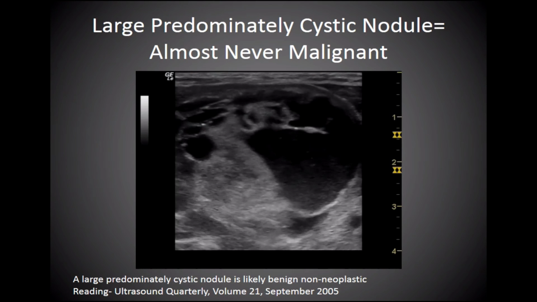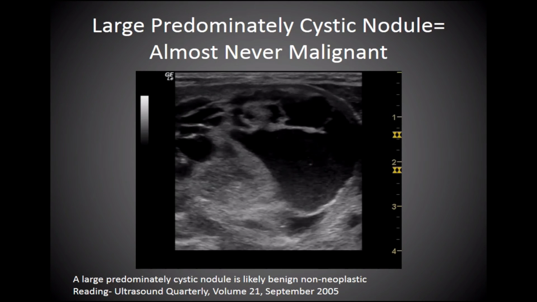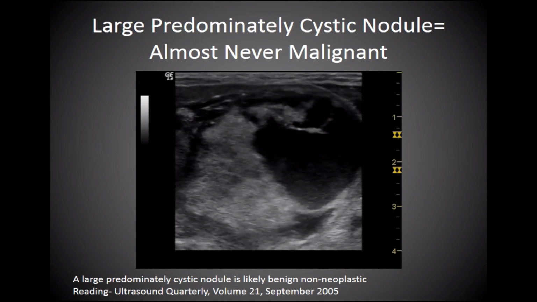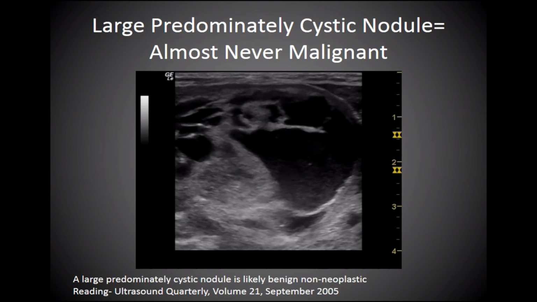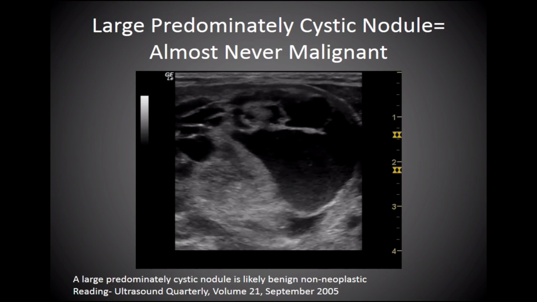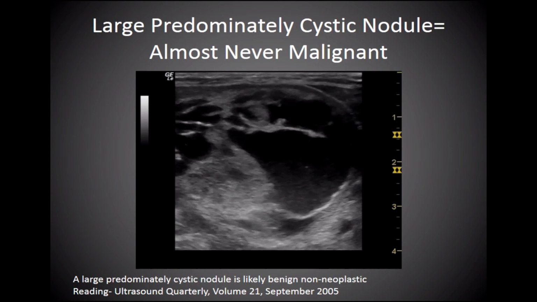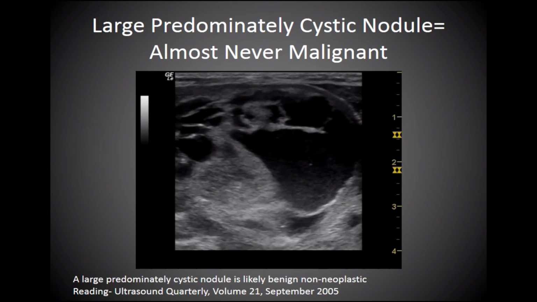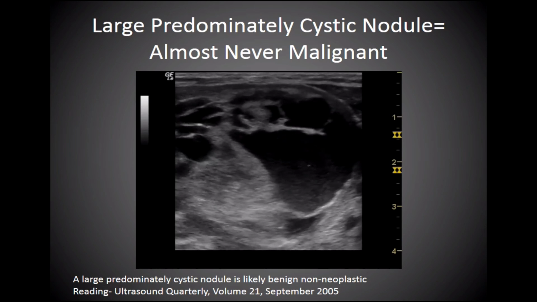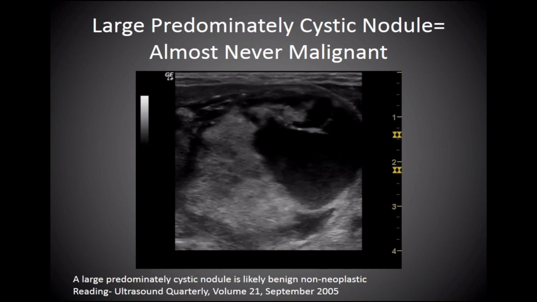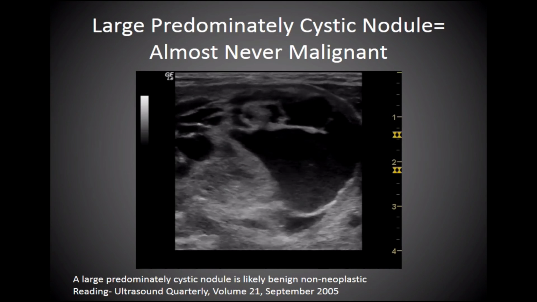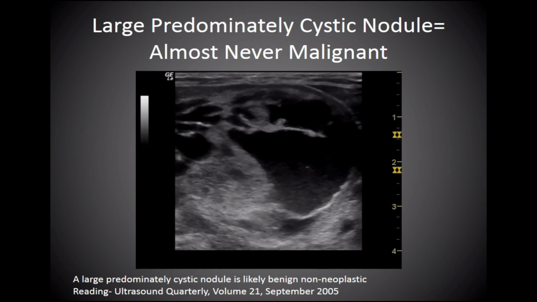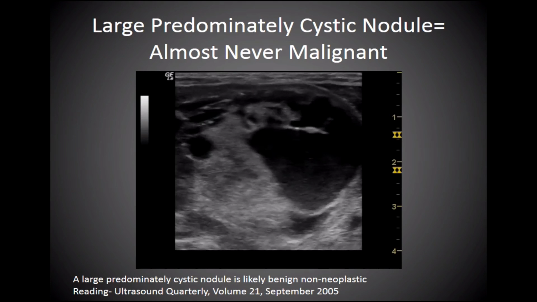This is a large, predominantly cystic nodule and is almost never malignant, especially if there are multiple nodules in the thyroid that look like this. This is a large cystic nodule that contains internal septations or debris, not a simple cyst. These represent hyperplastic nodules. Predominantly cystic nodules have a high probability of being benign. Cystic papillary carcinoma does occur and can look like a benign cystic nodule. However, inside the nodule will be calcifications, and also cystic cancer is extremely rare.